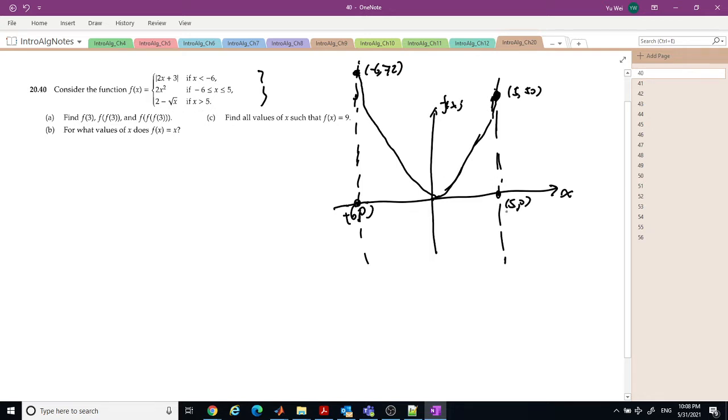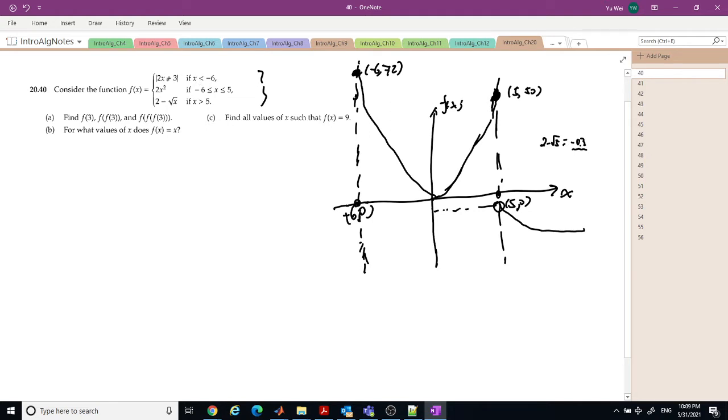For x greater than 5, it is 2 minus root x. Here the point is solid, inclusive, and here it is exclusive. So 2 minus root 5 is somewhere around negative 0.2. So at this point, it will be like this. That's the second segment, and the last segment is this.